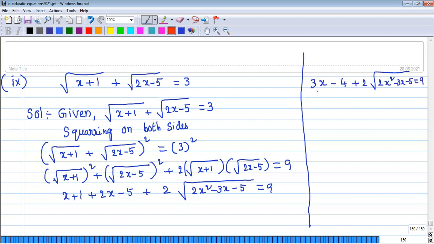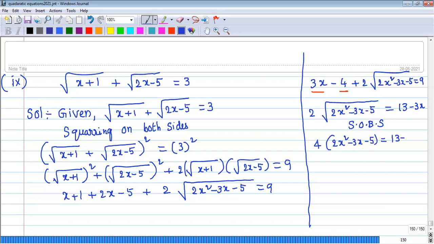So now take these two values to the right hand side. We get 2 times root of 2x square minus 3x minus 5 equals 9 minus 3x plus 4. That is 13 minus 3x you will be getting, since 9 plus 4 is 13. Again squaring on both sides. We get 4 times 2x square minus 3x minus 5 equal to 13 minus 3x whole square.